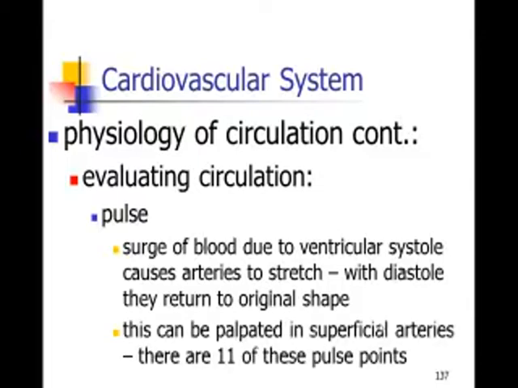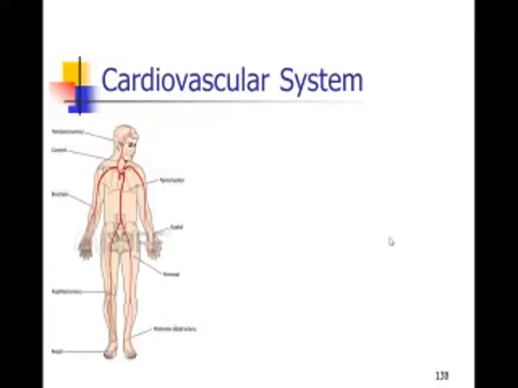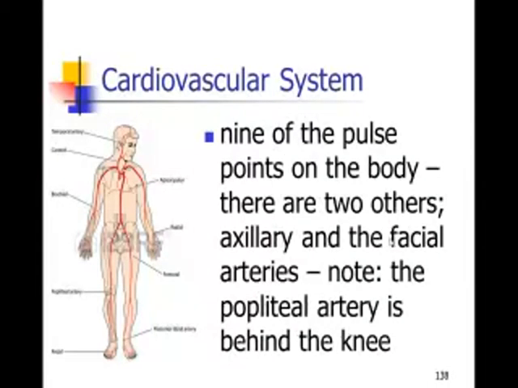You can palpate the pulse in superficial arteries in various places within the body, and there are actually 11 pulse points. And here are a number of them. We also have, additionally, the popliteal artery, that's behind the knee. Obviously the foot, posterior tibial. There are two others, the axillary. Axillary is within the axilla, and facial arteries, you can pick up pulses there.